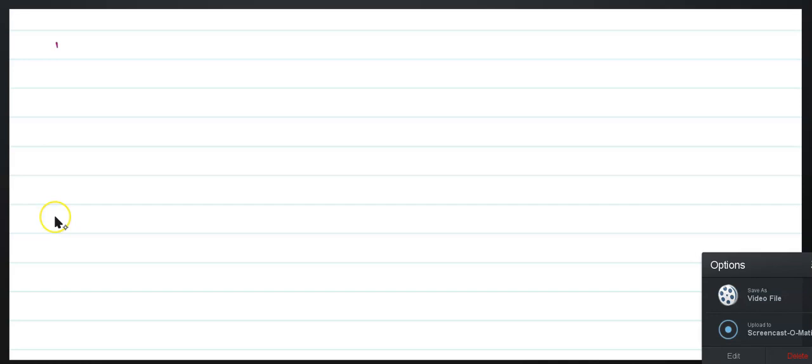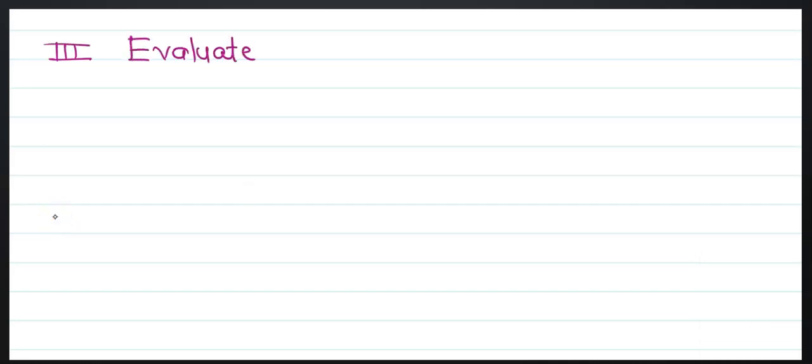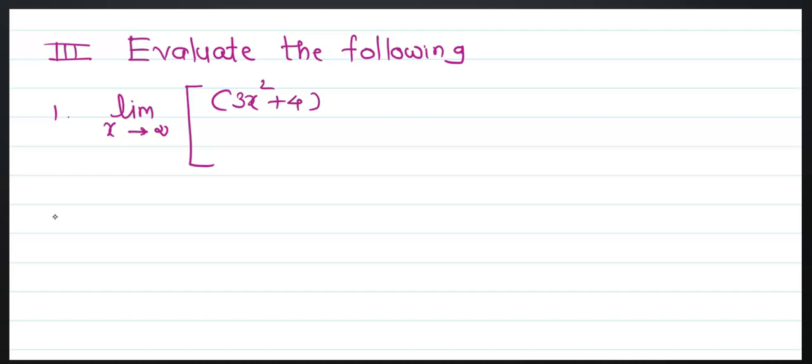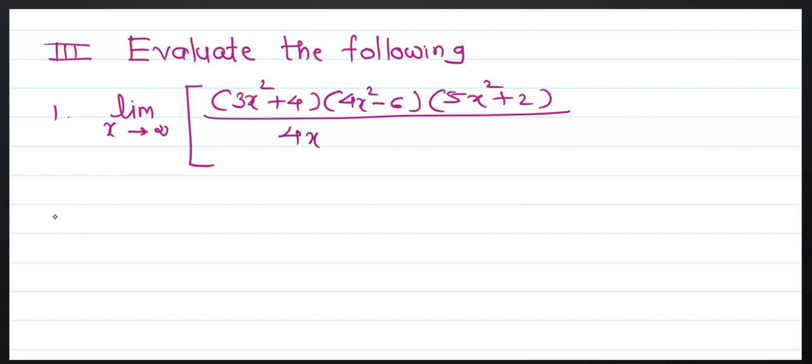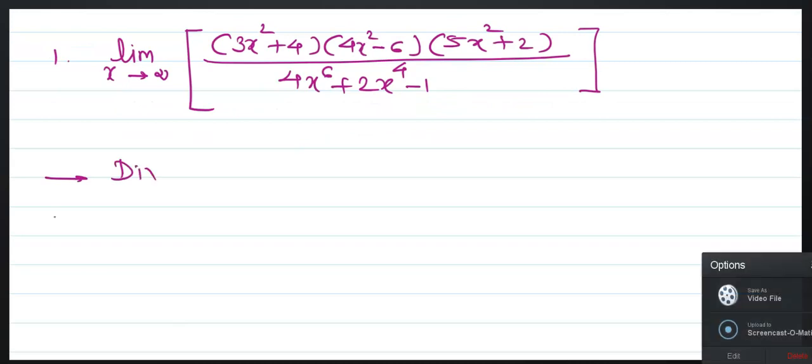Now next is, evaluate the following. Limit x tends to infinity (3x² + 4)(4x² − 6)(5x² + 2) upon 4x⁶ + 2x⁴ − 1. Now again, what is the highest power of the denominator? The highest power of the denominator is x⁶. Therefore, divide the numerator and the denominator by x⁶.